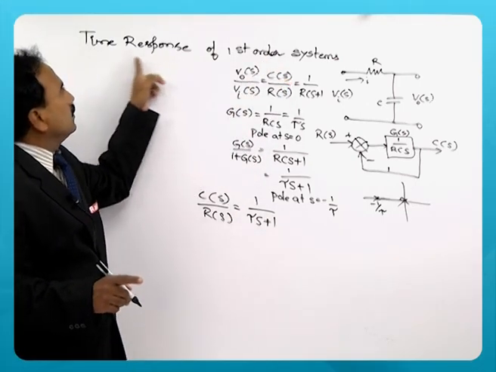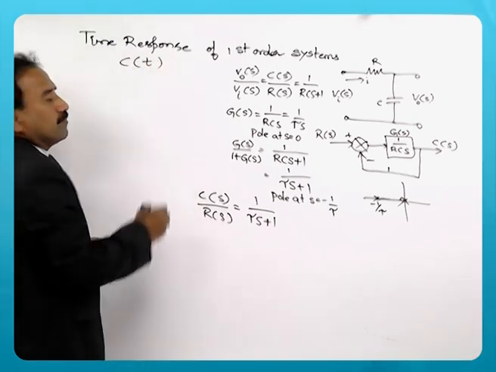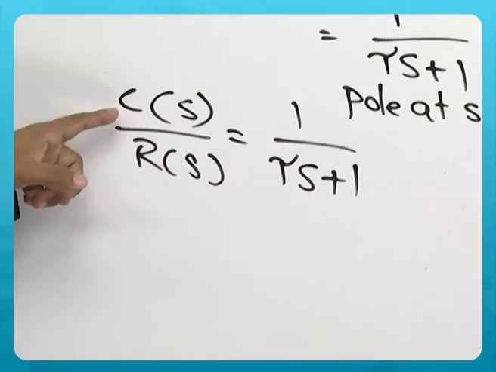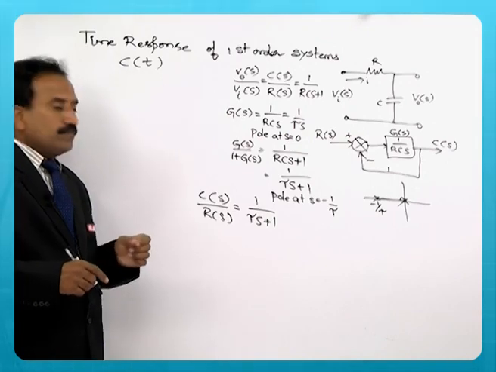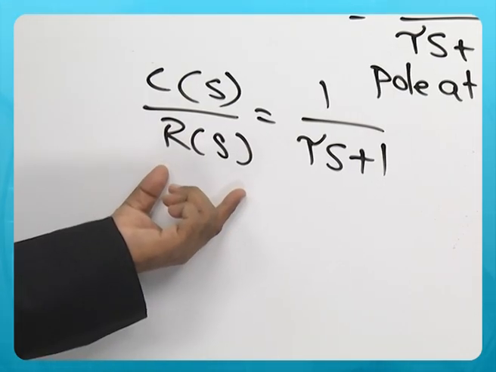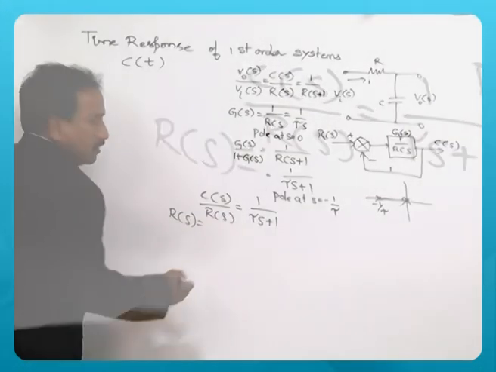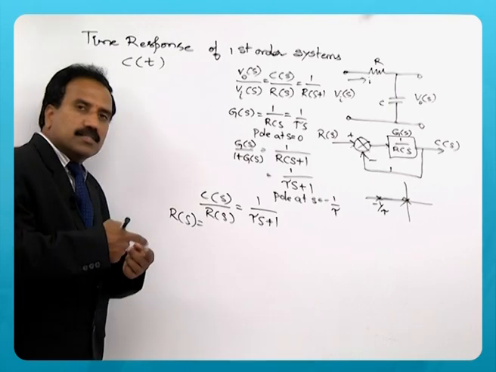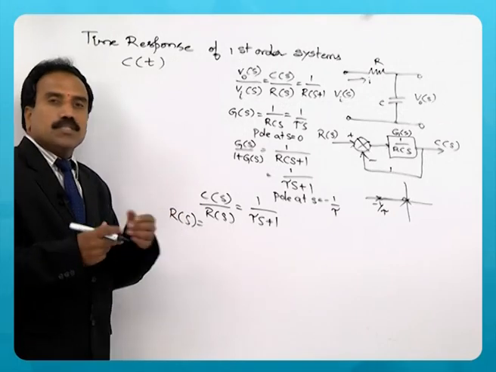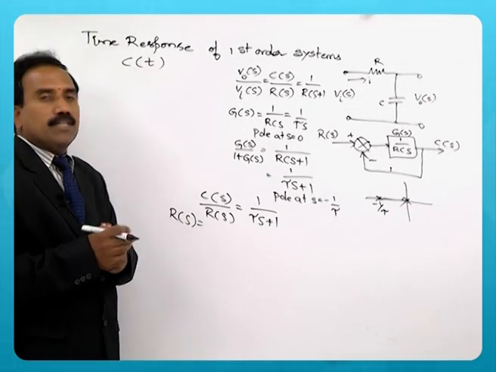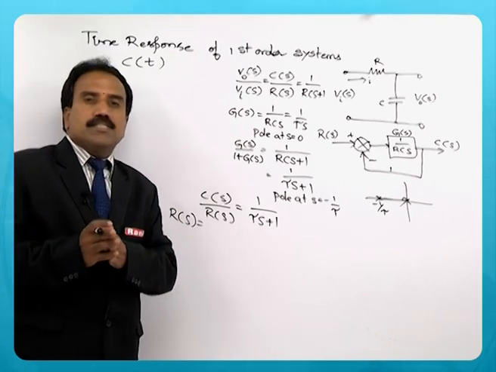Now, I want to have the time response, meaning C of t. When I say C of t, for this C of s, you need to apply inverse Laplace to get C of t. Now, R of s is very important: I need to consider R of s as impulse, R of s as step, R of s as ramp, and then see what C of s is, then what C of t is. That is what we do in the time response of a first order system.